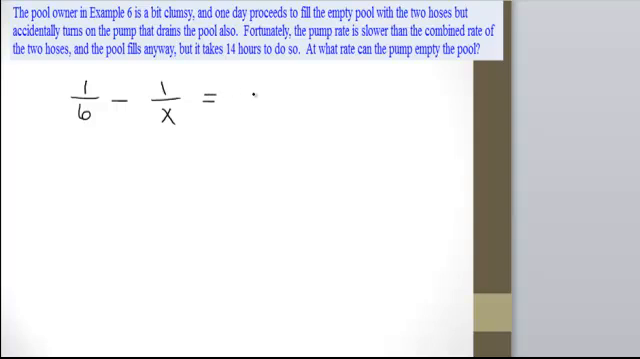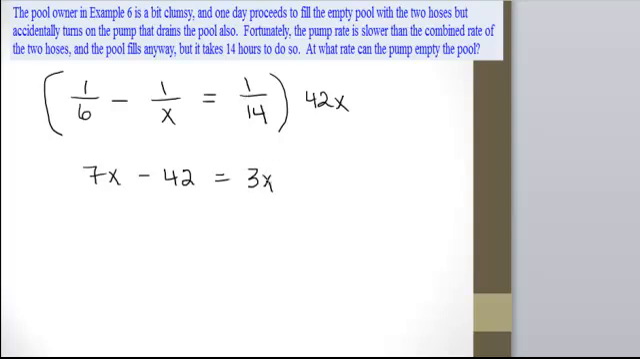Equals, well, what was the rate? It was 14 hours, right? So we take that reciprocal. So we have our equation. Now we just need to solve it. So your least common denominator this time will be 42x. Multiply by the 1/6 and we end up with 7x. Multiply by the 1/x and we'll be left with 42. And multiply by the 1/14 and we'll be left with 3x.